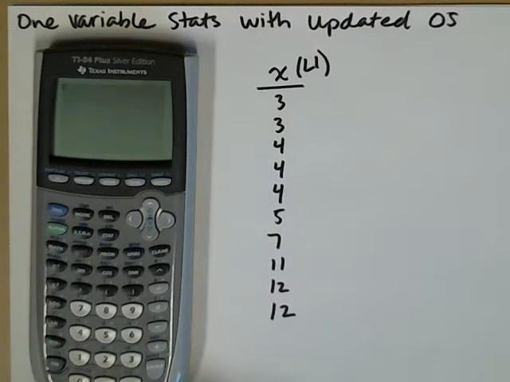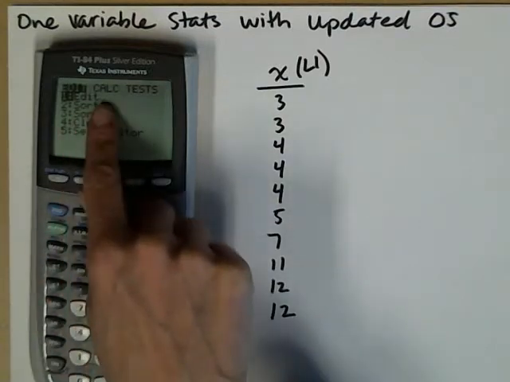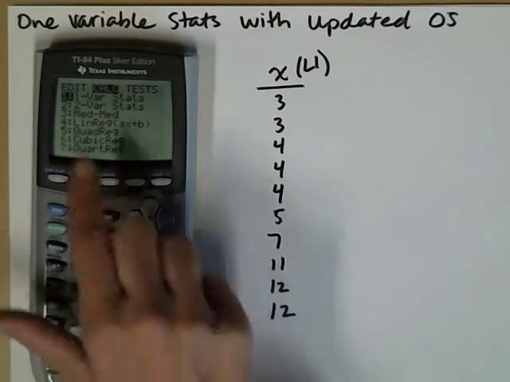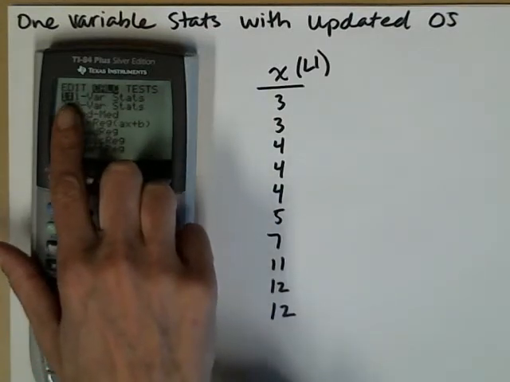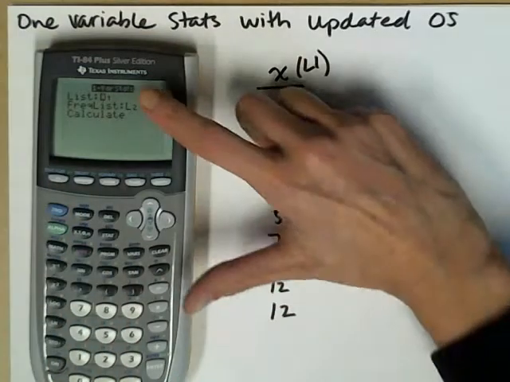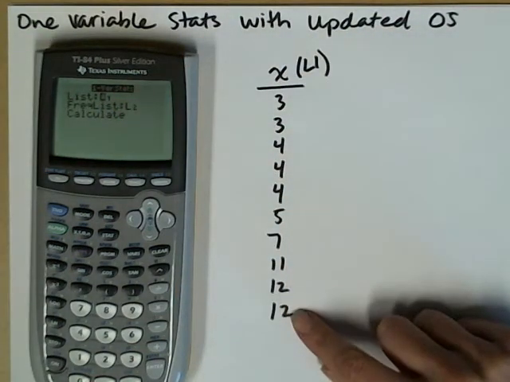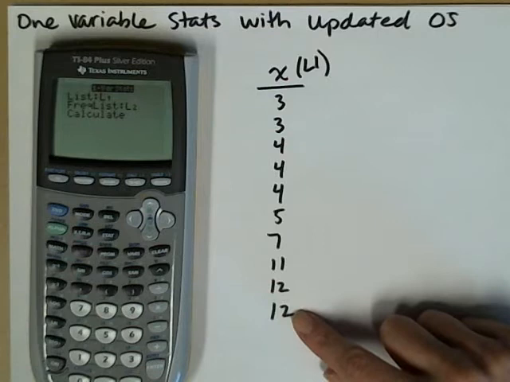I want to compute now one variable statistics, so I go into Stat, not Edit but Calc this time, so I arrow over to Calc. One variable statistics is highlighted, so I hit Enter. And in this version of the operating system, it prompts me for where my list is. My list, which is my data values, is in L1, so I go ahead and leave it in L1.